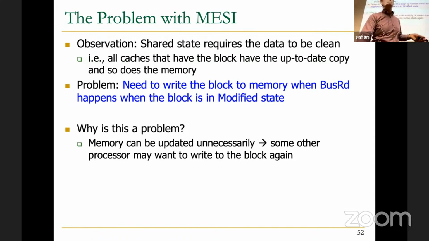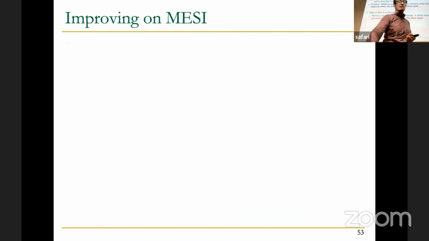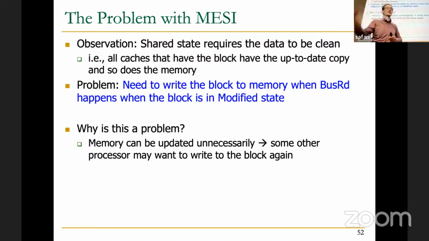So why is this a problem? Memory can be updated unnecessarily. Some other processor may want to write to the block again, right, essentially. And this may be a lot, basically, depending on your access pattern. Now your memory gets loaded too much, right? Even though you have the copies in the caches, right?